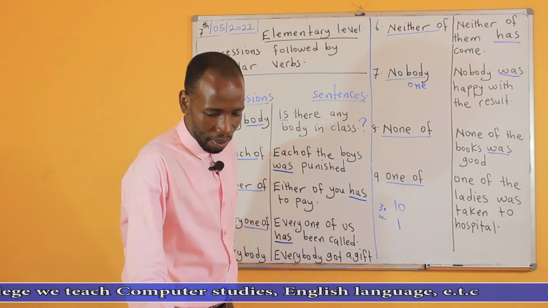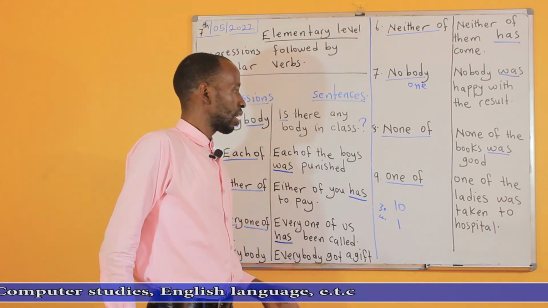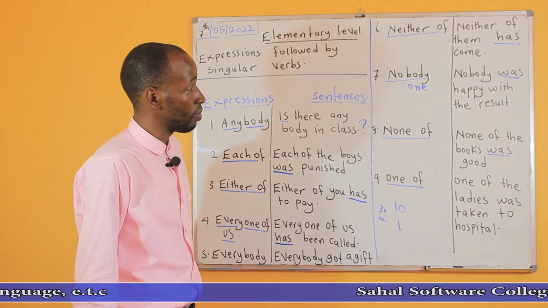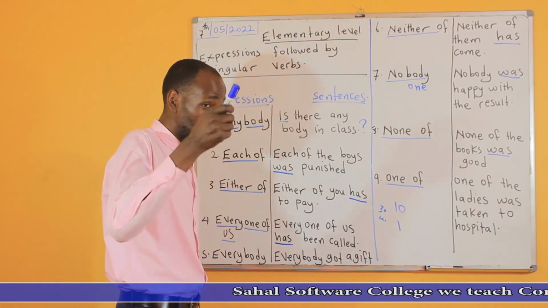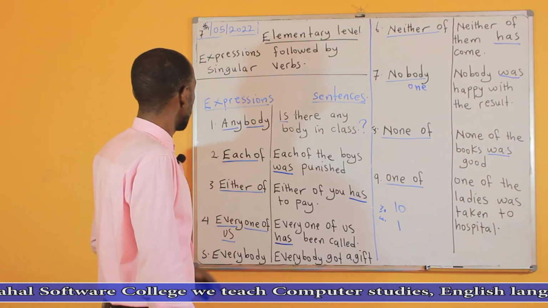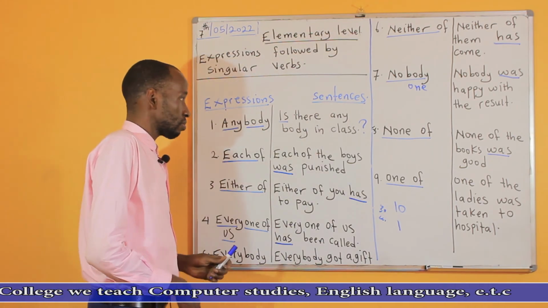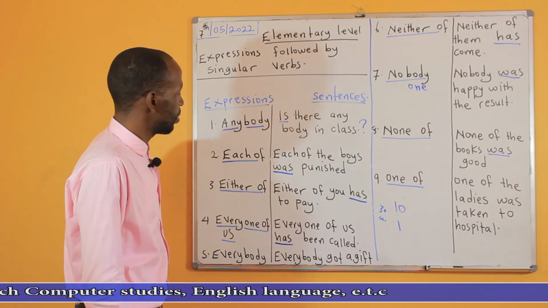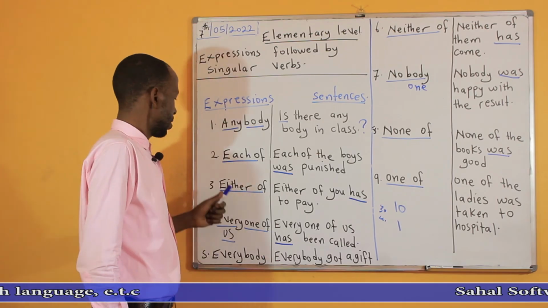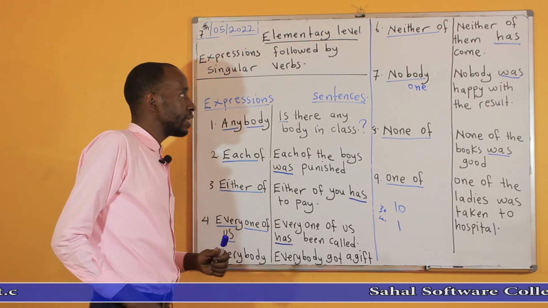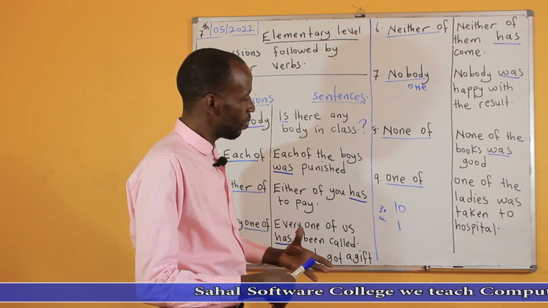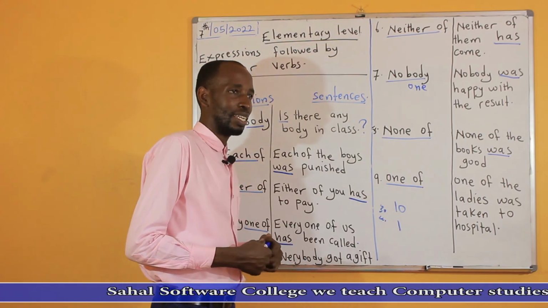Okay? So now I am giving you a task. I have 9 examples. You also make 9 examples, please. I will come in your dream and you will tell me why you don't do my exercises. So now, here you have to write examples with anybody. Don't forget that we use anybody with questions and negative. Each of, either of, every one of us, everybody, neither of, nobody, none of, one of. That is the last word.